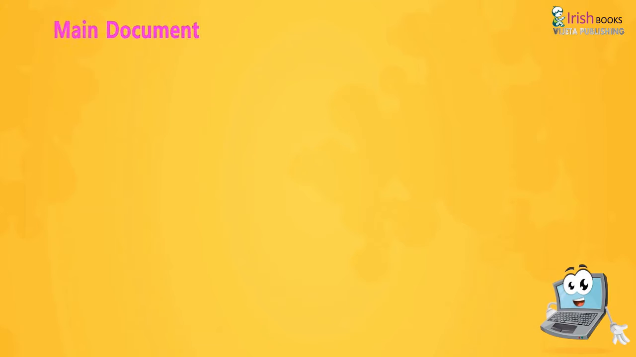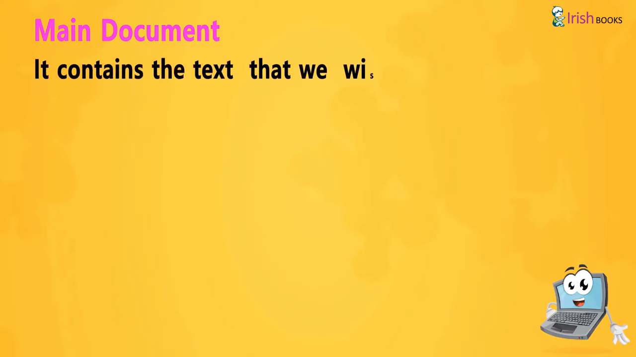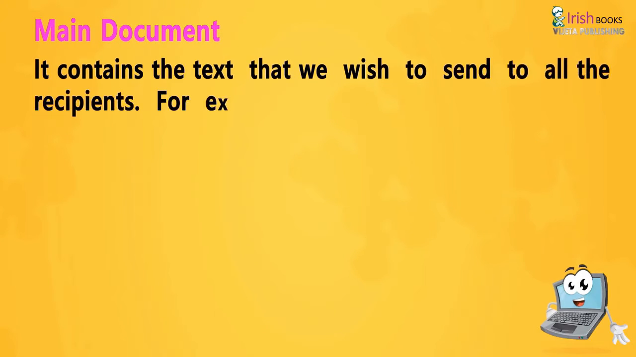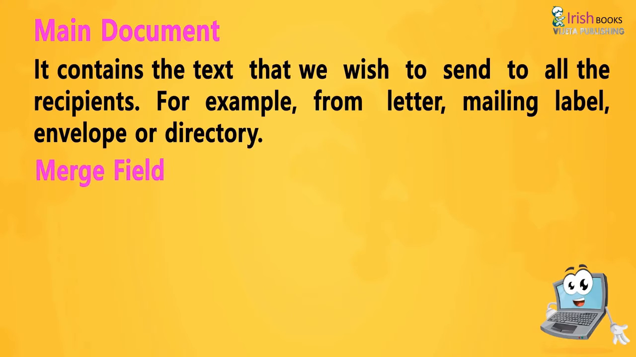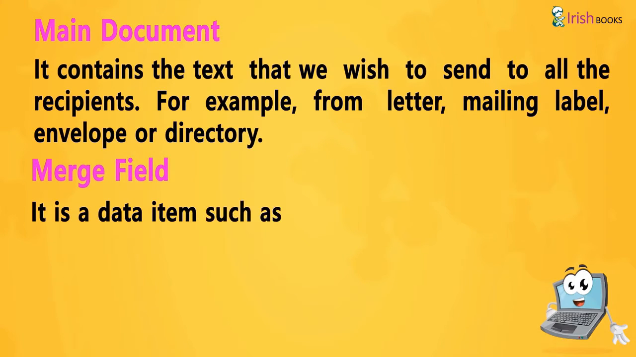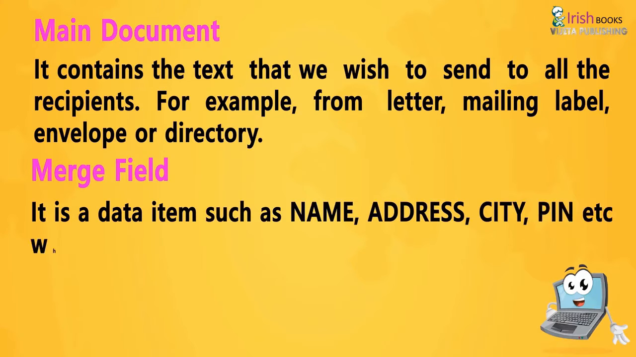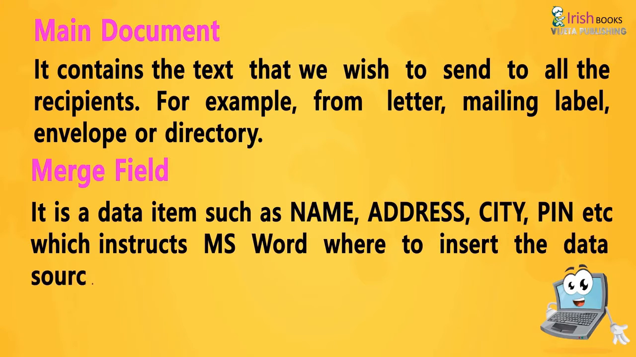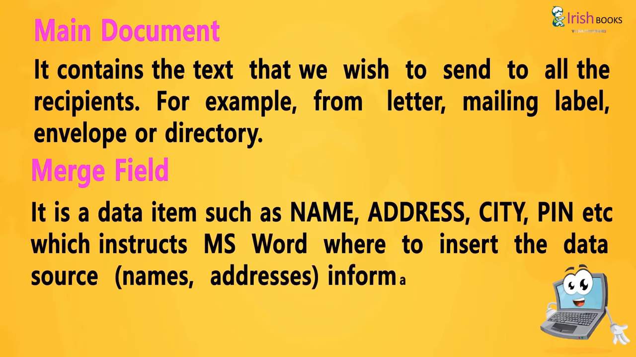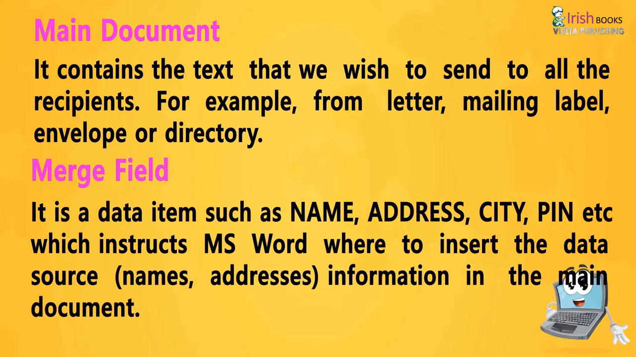Main document. It contains the text that we wish to send to all the recipients, for example, form letter, mailing label, envelope, or directory. Merge field. It is a data item such as name, address, city, PIN, etc., which instructs MS Word where to insert the data source names, addresses, and information in the main document.